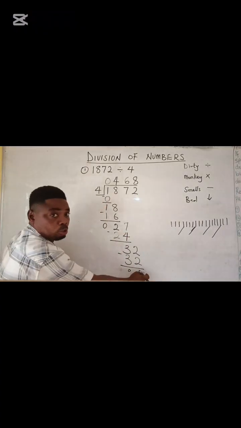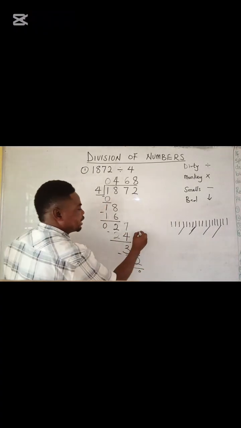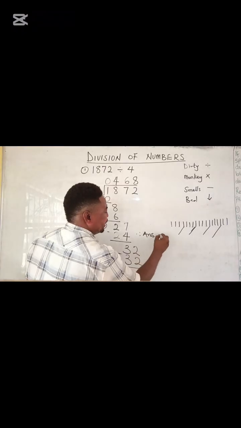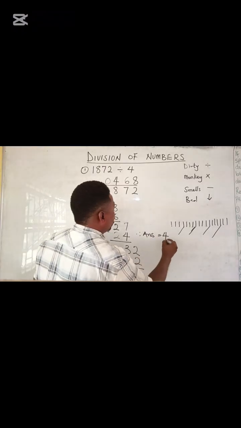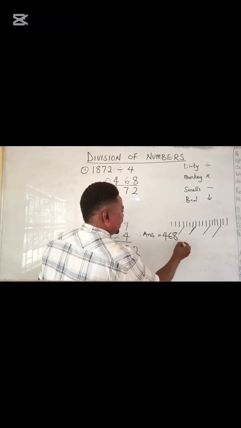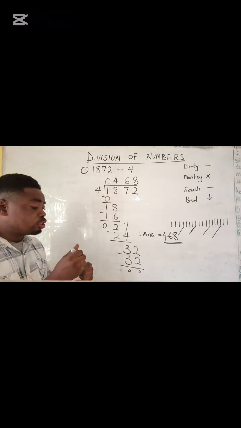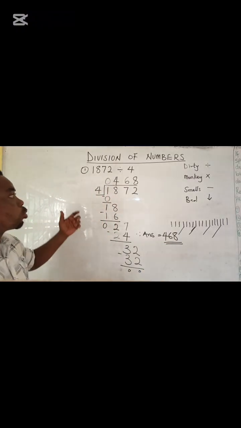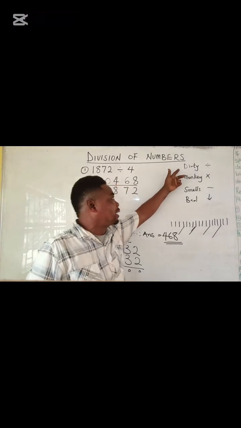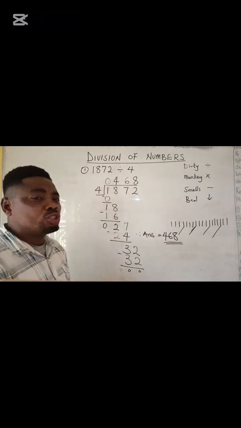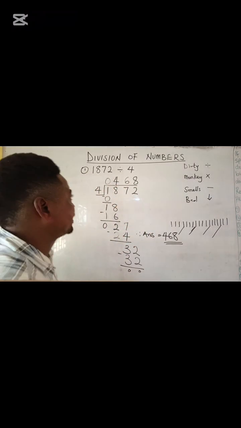Now we don't have any number to bring down again. So we can say, therefore, our answer is equal to 468. That is our answer. It is very, very simple. You just need to go through it again and again. Look at each step, just looking at this and at what we are doing. It's just very simple. Let us look at the second example.